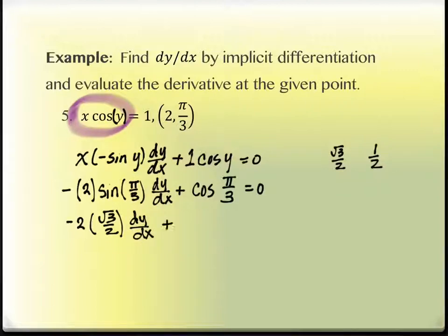And cosine is 1/2. And if trig's been a while, or if you're rusty on that and you want to come chat with me a little bit about that and remember how to do that, come do that. I'm happy to do that with you one-on-one. We can take a look.